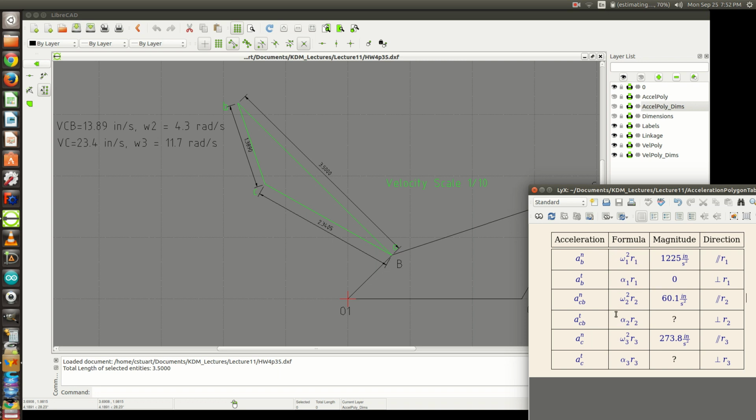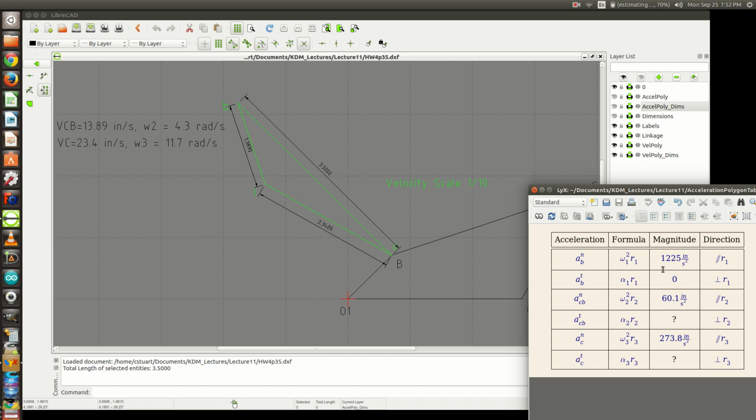We know formulas for each of these. All of the normal accelerations are equal to the angular velocity of the link squared multiplied by the length of the link. All of the tangential accelerations are equal to the angular acceleration of the link multiplied by the length of the link.